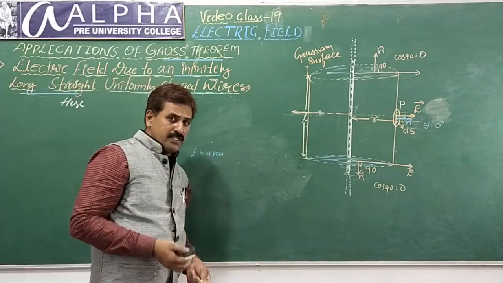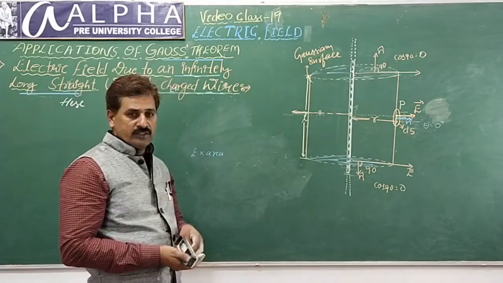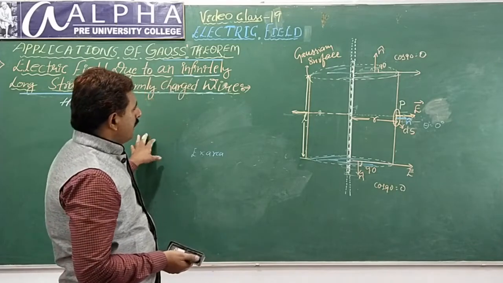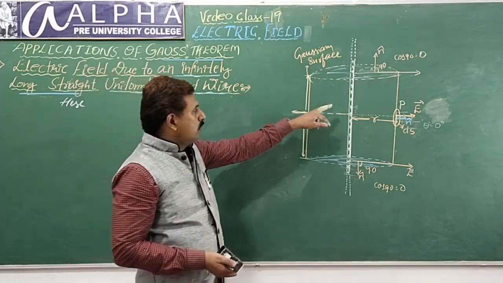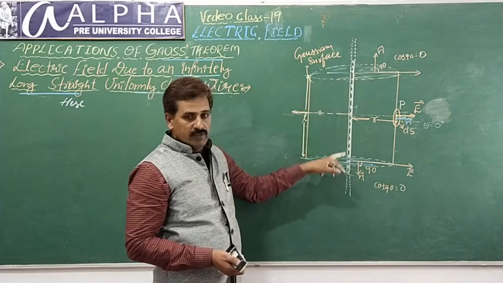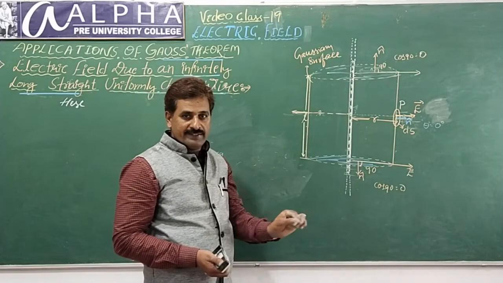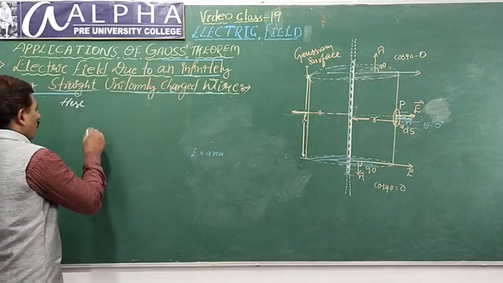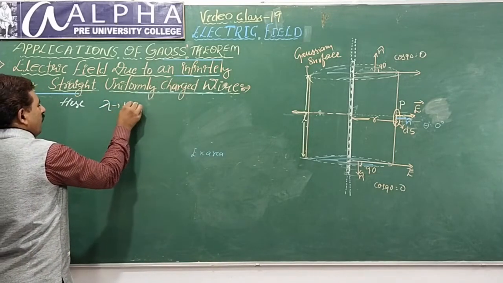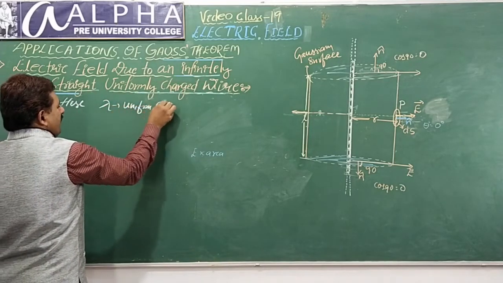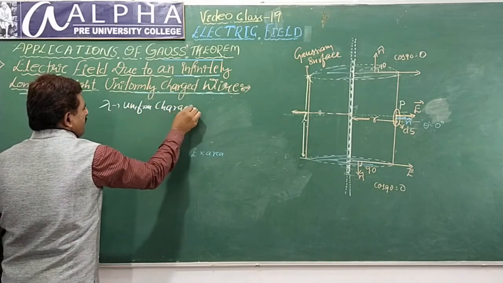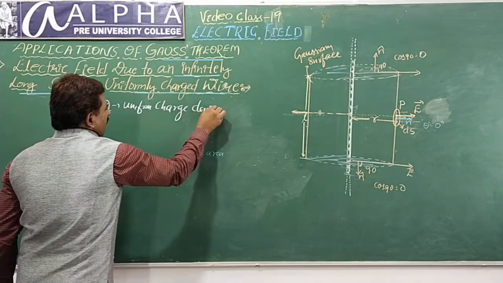I have given explanation in your notes, short notes given. There you explain like this. Consider a uniformly long straight wire charged with a uniform charge density lambda. Here what is lambda? Lambda is uniform charge density. Right? Uniform charge density.